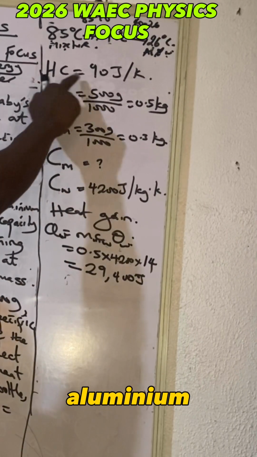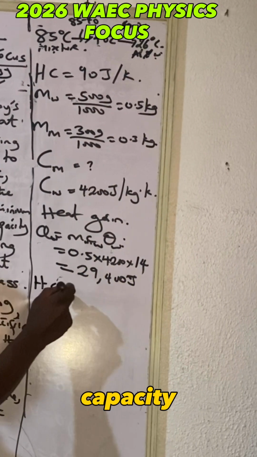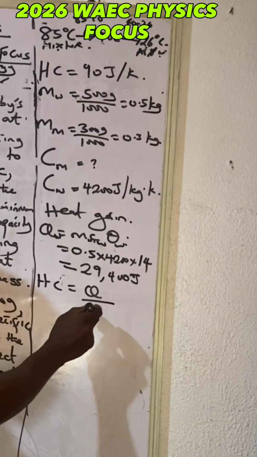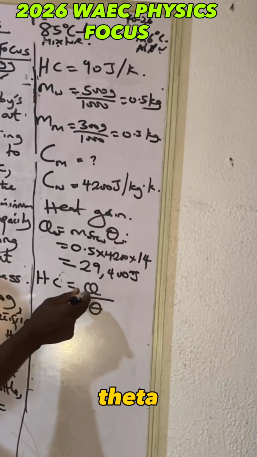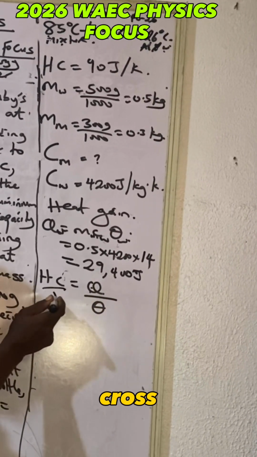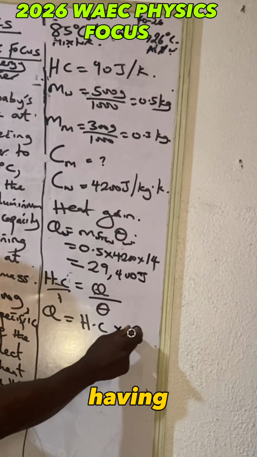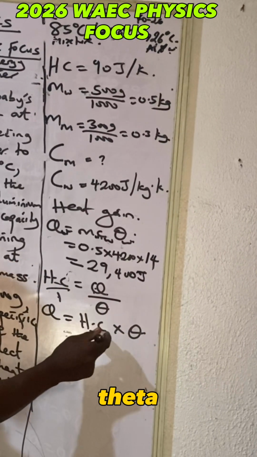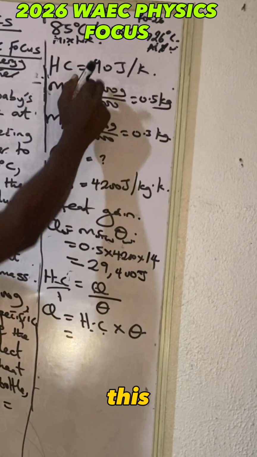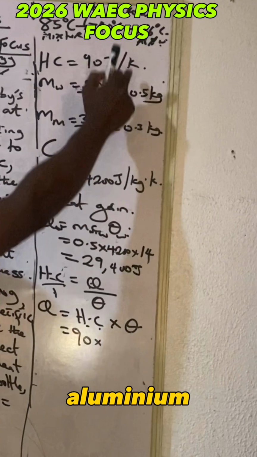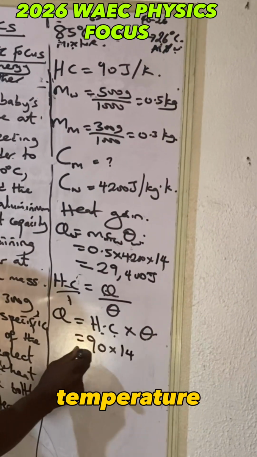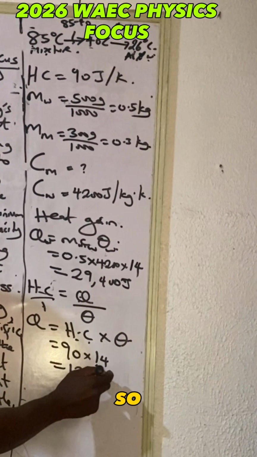You are given its heat capacity, and the formula for heat capacity is Q over θ. Change the subject: if you cross multiply, Q times 1 is Q, so we are having H.C. times θ. So that is the formula. So let's get the heat capacity of aluminum, 90. Then what is the temperature change? The temperature is the same, 14. So 90 times 14 is 1260 joules.